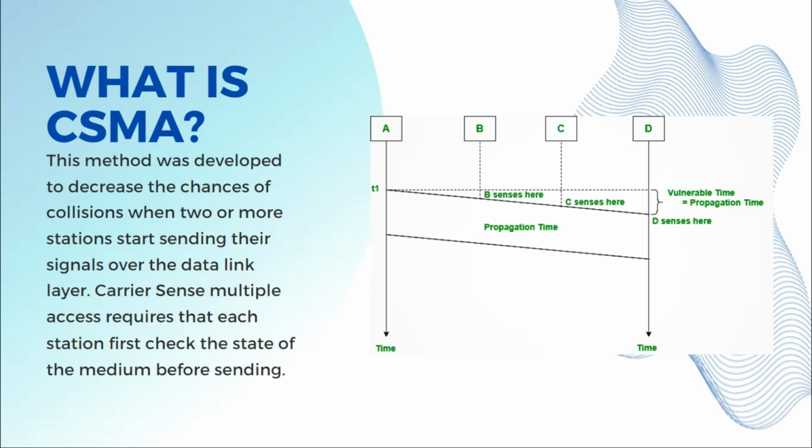Also, when the data packet is moving from A, taking time T, the vulnerable time is equal to the propagation time. Here the channel senses at this point, and also senses here, and again this total is the propagation time. Now move on to the next.